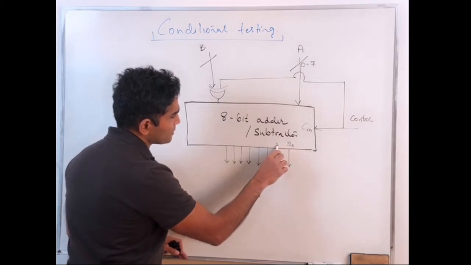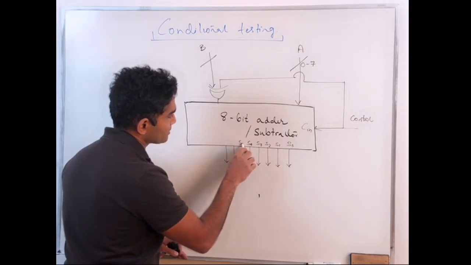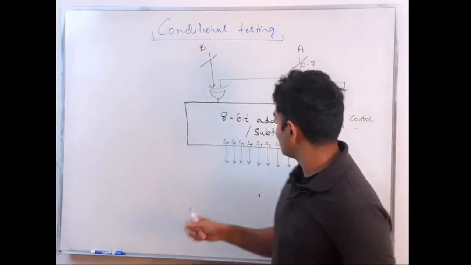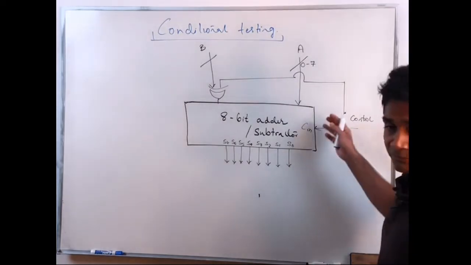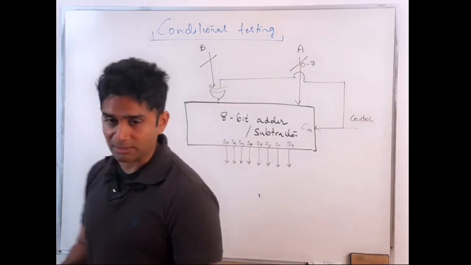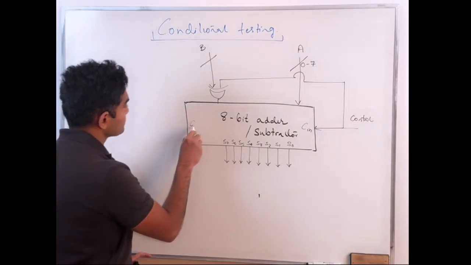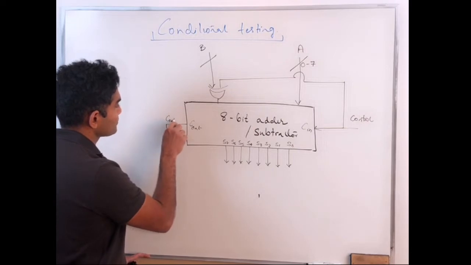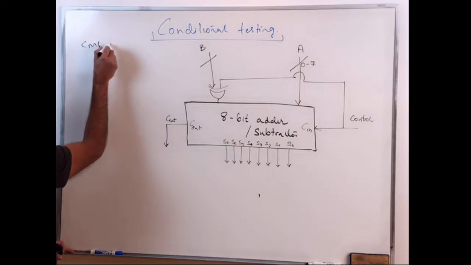S0, S1, S2. Again, when I say sum, it doesn't have to be sum all the time, right? If I configure this as a subtractor, then the sum is basically the subtraction. When I configure this as an adder, what I'm getting here is the result of the addition operation between A and B. And of course, I have a C out.